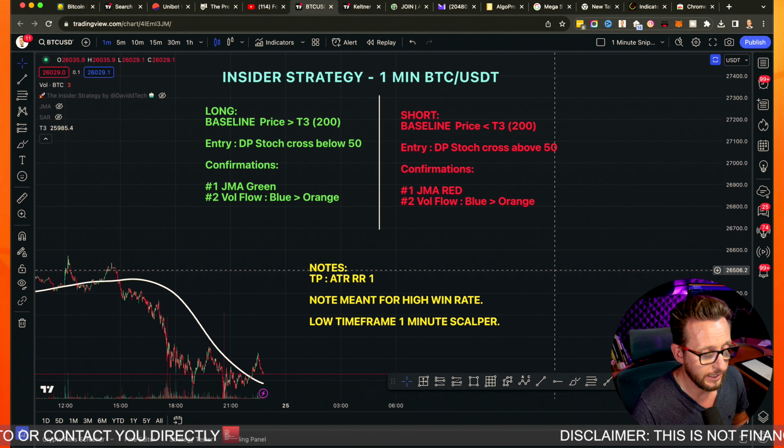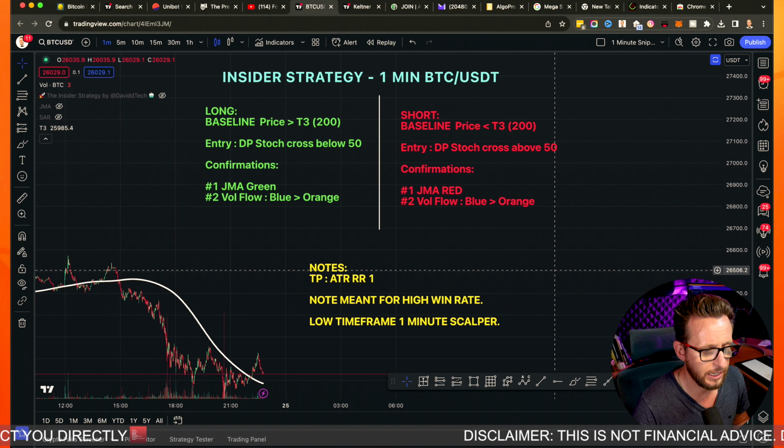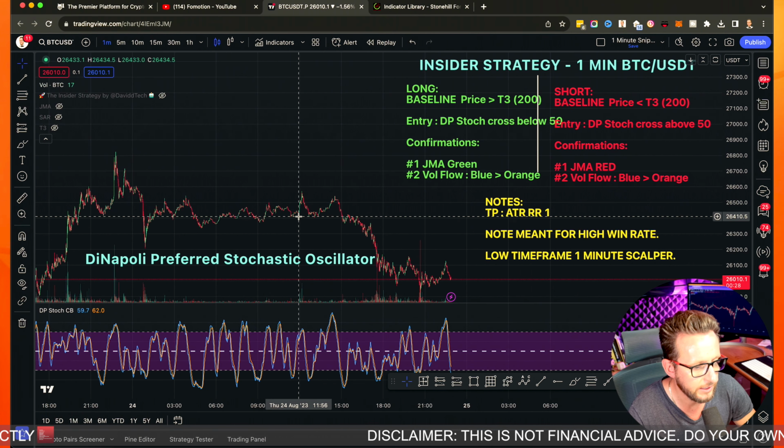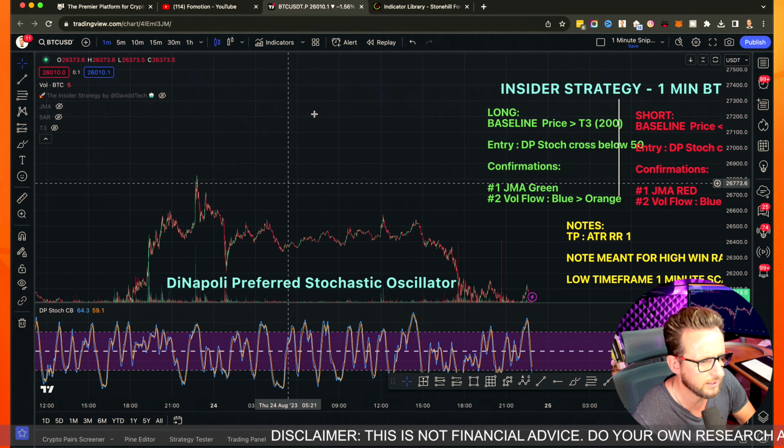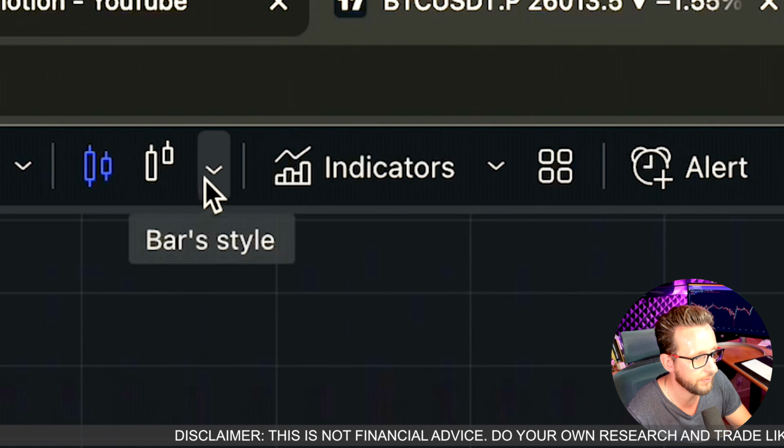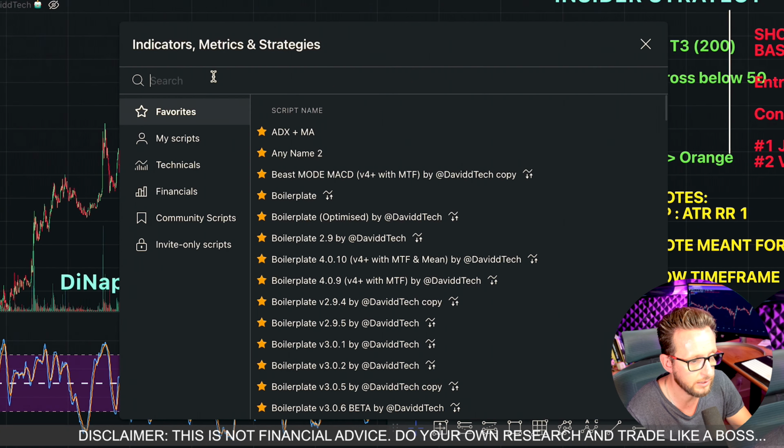Okay, so I'm going to start adding the trading indicators here. Okay, let's start adding these indicators. As you can see, I've added one here, but let's go over to the indicators up the top here and press indicators so that we can start adding our indicators.